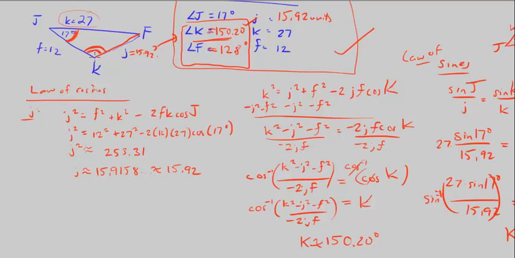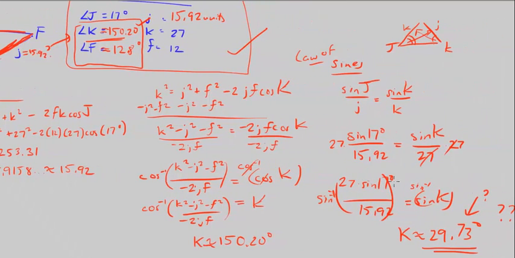So if angle K is 150 degrees, that means this angle here is obtuse, right? And that means this side and this side, if this is obtuse, the triangle can look like this. Okay, now let's look over here.